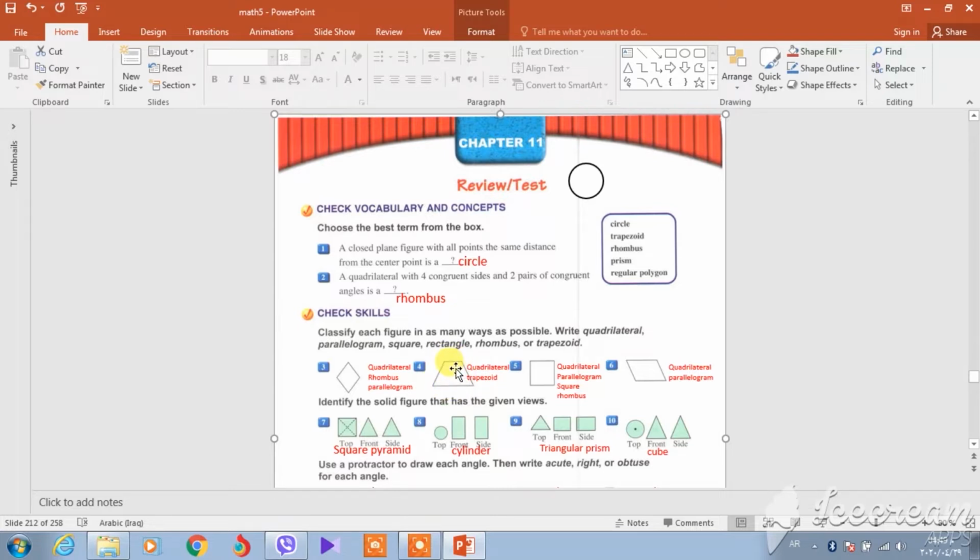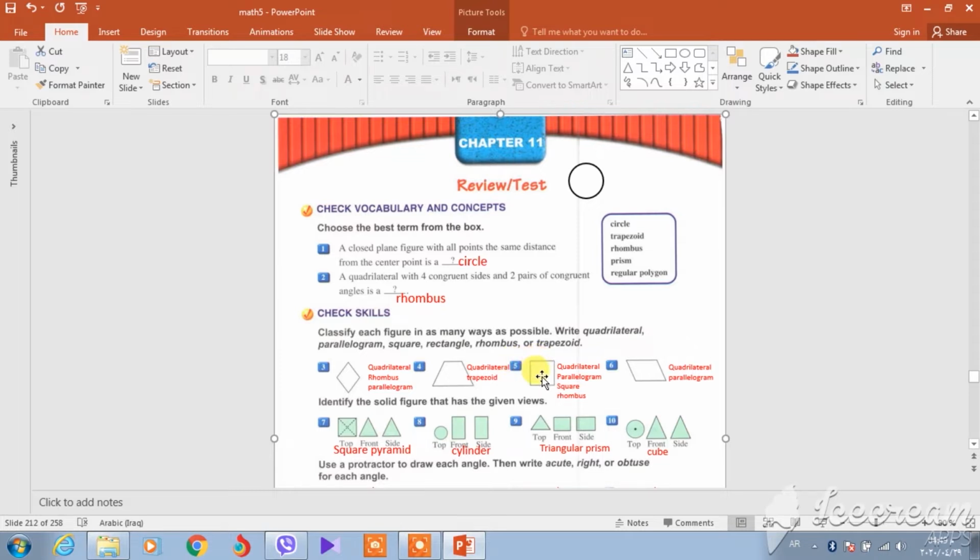And in question 4 we have a quadrilateral because we have 4 sides and 4 angles. Also this is a trapezoid because we have one pair of parallel sides, just this side and this side are parallel.